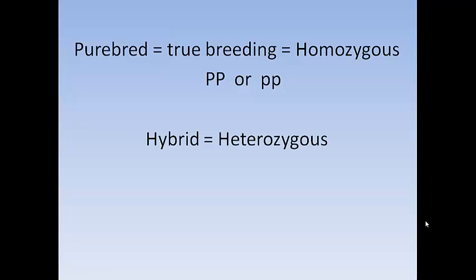If we say an individual is a hybrid, that means they're heterozygous. That means they have two versions of the gene. They have two alleles. They have one dominant and one recessive.